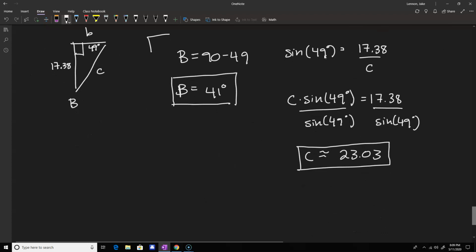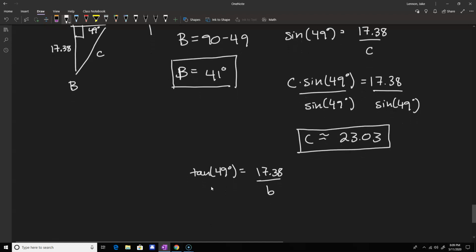Again, we could use the same angle and side, but let's say we wanted to use tangent. If we use tangent, then we get the ratio 17.38 divided by b, and that will allow us to solve for lowercase b. So the tangent of 49 degrees will equal 17.38, the opposite, divided by the adjacent, which is b. Following the same set of steps, b times the tangent of 49 will equal 17.38.